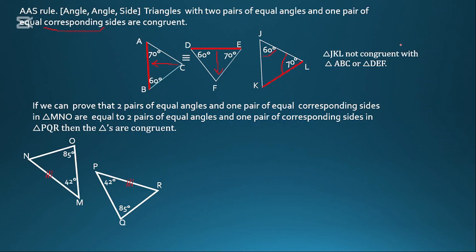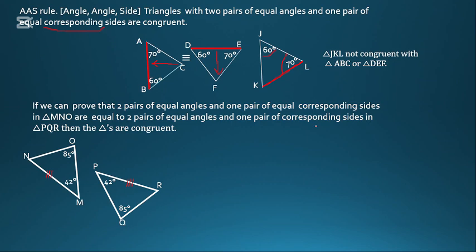So if we can prove that two pairs of equal angles and one pair of equal corresponding sides in triangle MNO are equal to two pairs of equal angles and one pair of corresponding sides in triangle PQR, then the triangles are congruent.